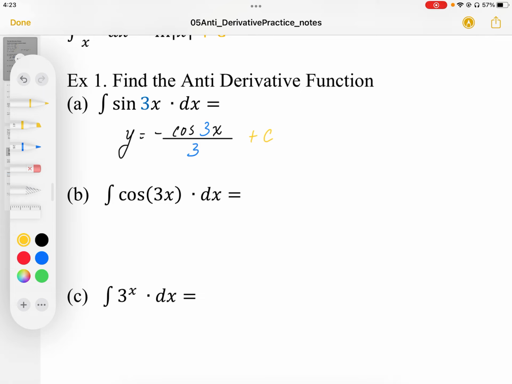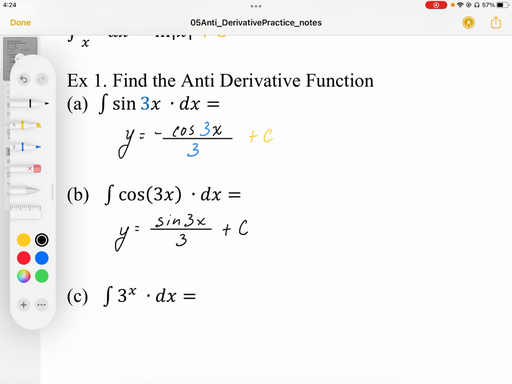The derivative of sine is cosine, so the antiderivative of cosine is going to be sine. So we end up with sine of 3x. And again, because of that horizontal compression, we're going to account for that by dividing by 3. And don't forget the plus c.